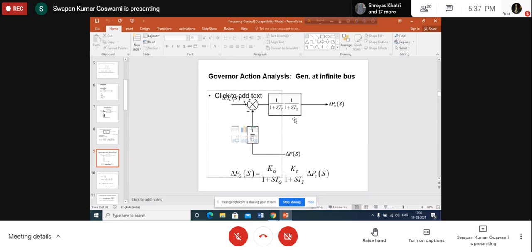Okay. So when we say that there will be no change in frequency, we are talking about the steady state condition, not about the dynamic situation, not about the transient situation. Is it all right? Is this clear?